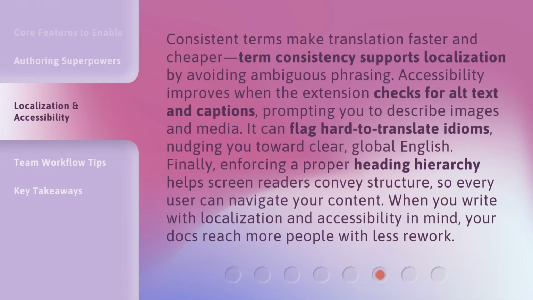Consistent terms make translation faster and cheaper. Term consistency supports localization by avoiding ambiguous phrasing. Accessibility improves when the extension checks for alt text and captions, prompting you to describe images and media.